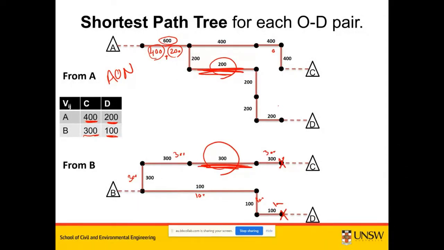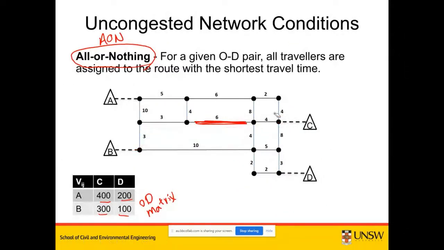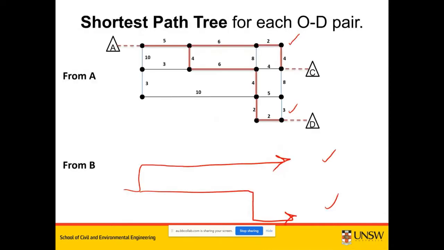No, actually, this link is not shared. I initially thought this link was also shared. No, so this was the shortest path going here. Actually, no, it goes, yeah, that's right. So this is A to C. No, this is A to D, right? Yeah, this is A to D, and this is A to C. So this link is not actually shared between any of the OD paths originating from A.